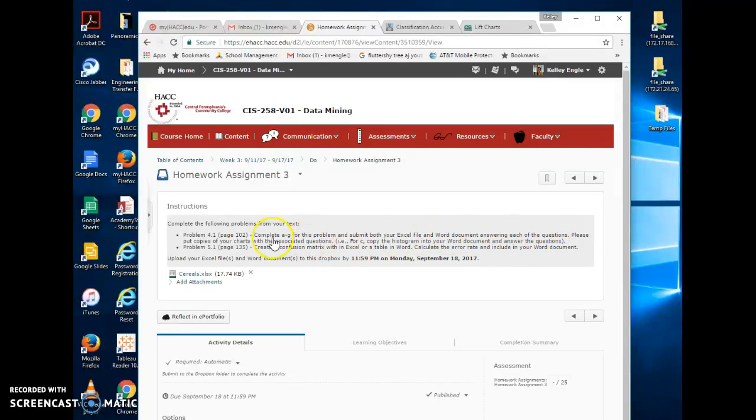So in this, you're going to be using Excel Miner for 4.1, and then for 5.1, you're going to be creating a confusion matrix with Excel or a table in Word, and you're going to be calculating the error rate and including it in your Word document.